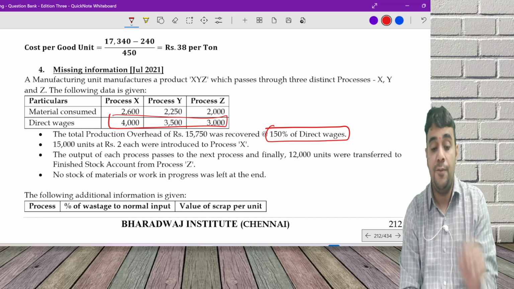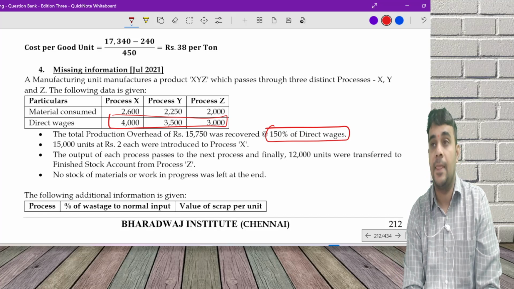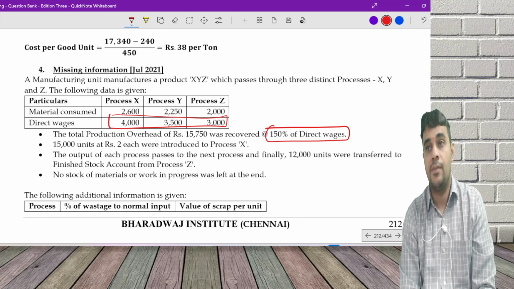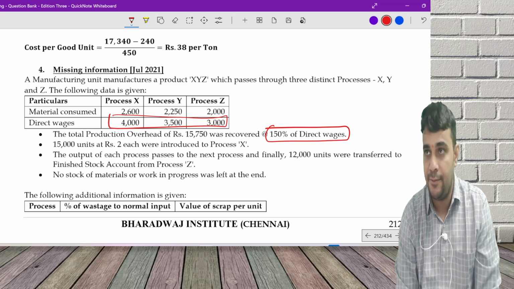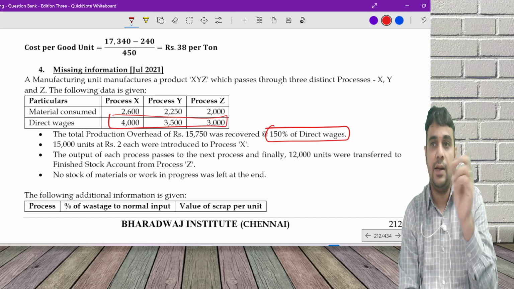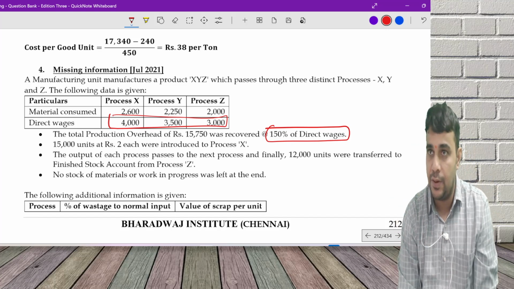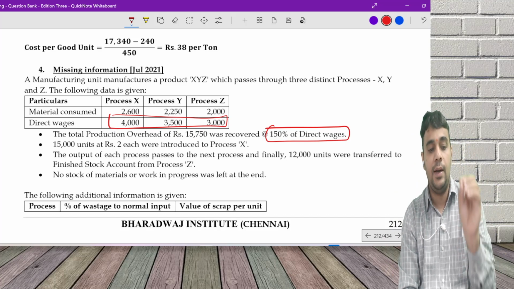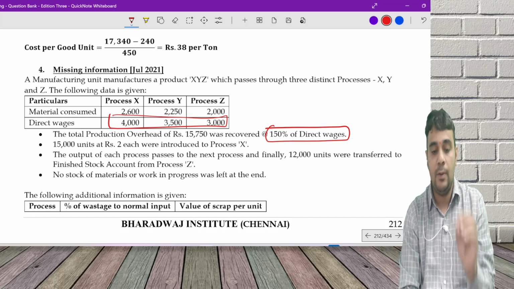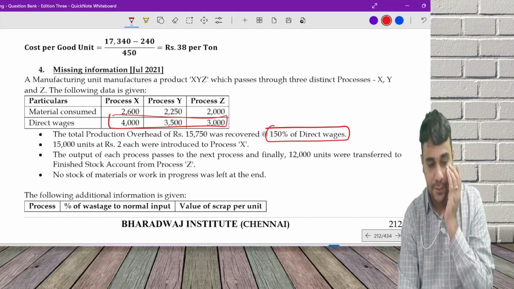10,000. 15,750 by 10,500 into 100 is how much? Budgeted overheads by suitable base, 150%. They have mentioned the OAR, but it's not necessary. Same question as the previous one: we distributed that in the ratio of direct wages. So production overhead, X will be 150% of 4,000, Y will be 150% of 3,500, Z will be 150% of 3,000.